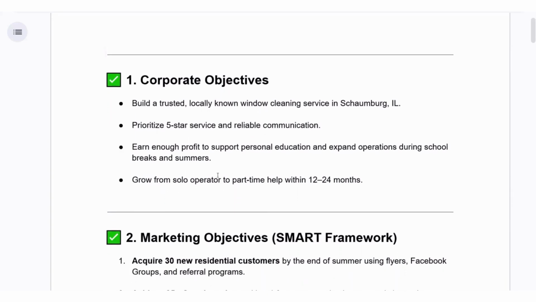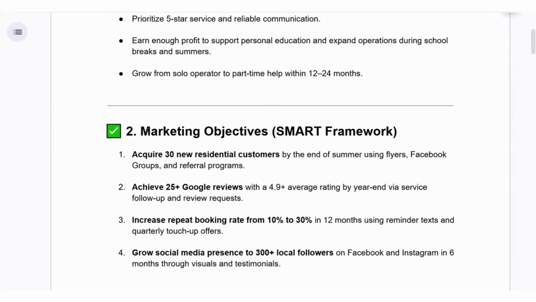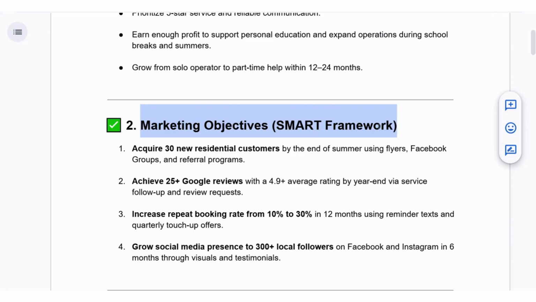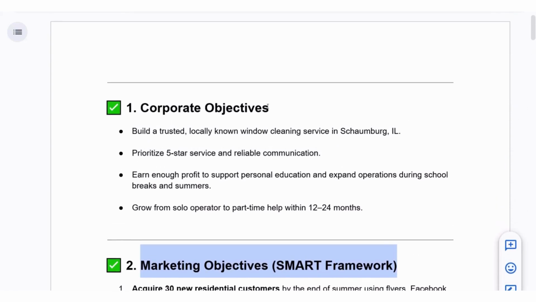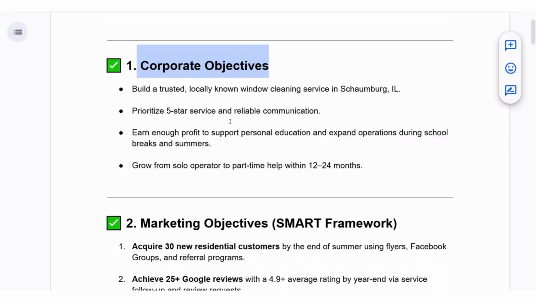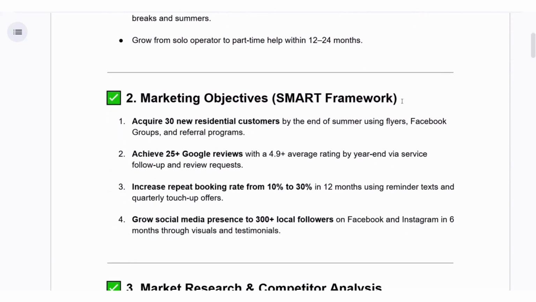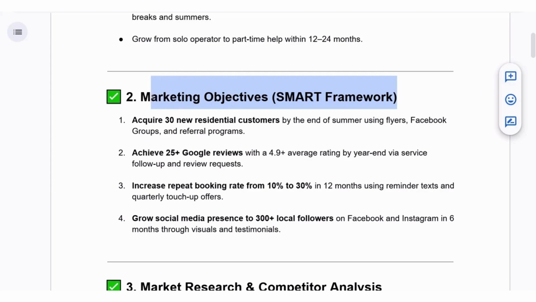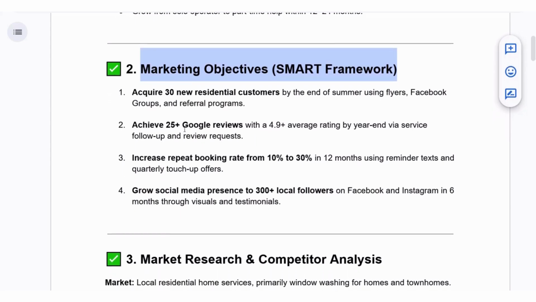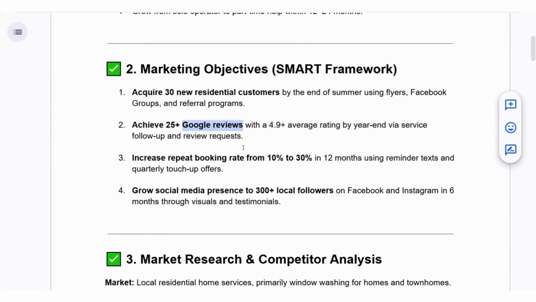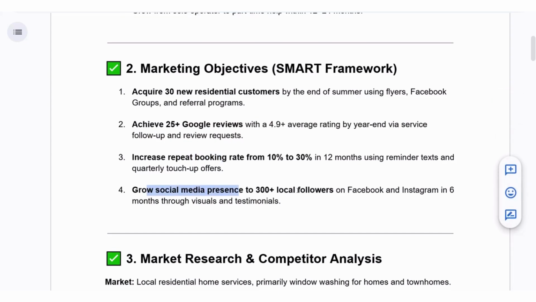So these are the different areas: corporate objectives, marketing objectives. So what do you really want to achieve with your business? This is what you would talk about in your corporate objectives. And then within marketing, what are you looking to do? So these were some ideas here. Acquire 30 new residential customers by the end of summer. Target some Google reviews, increase repeat booking orders, and grow social media presence to 300 local followers.